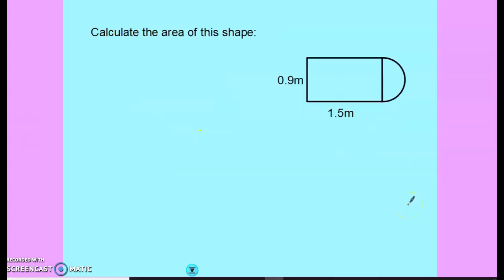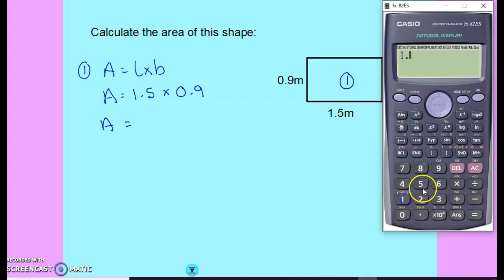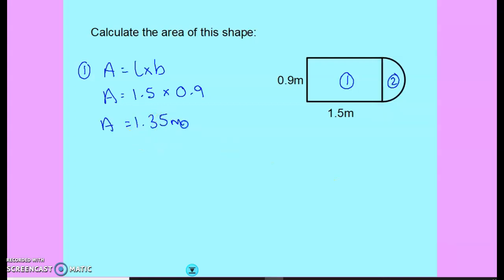Okay, next one. Similar shape this time, still a rectangle and a semicircle, but this time let's see if we can find the area of this shape. So I'm going to split it up. There's my rectangle, there's my semicircle. I'm going to do the two parts separately. So start with the rectangle. Every rectangle is length times breadth. It's 1.5 times 0.9. That gets me 1.35 meters squared.